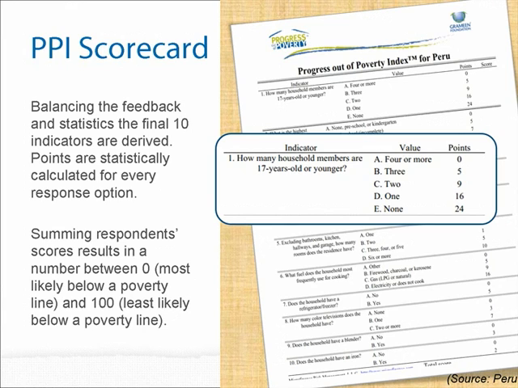Points are derived for every response option. These points are based on values from a statistical analysis that provides the relative weight of each indicator in predicting poverty. The possible combinations of answers to each indicator can equal a final score from 0, most likely below the poverty line, to 100, least likely below a poverty line. Indicators with the highest levels of association to poverty in relation to the other indicators will influence the final score more than indicators with lower levels.